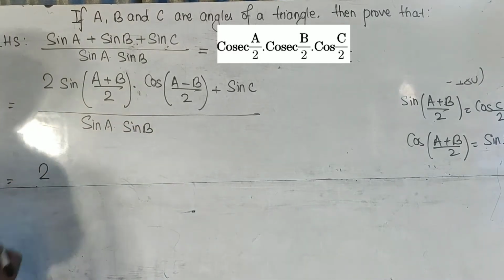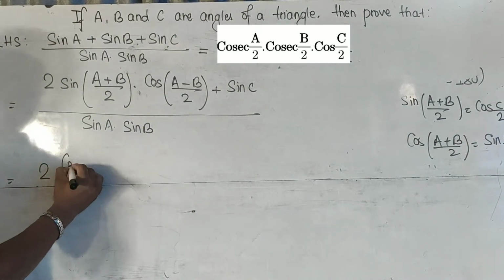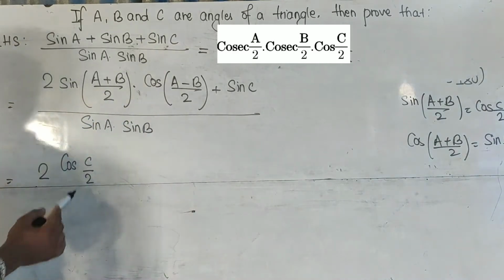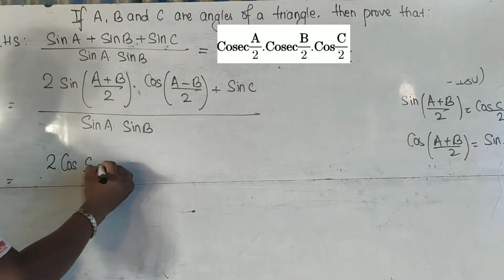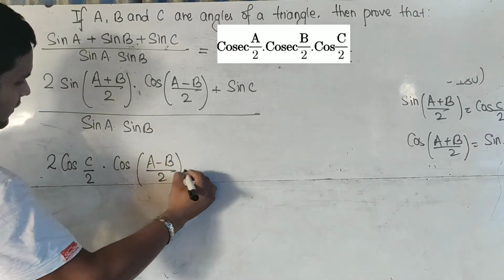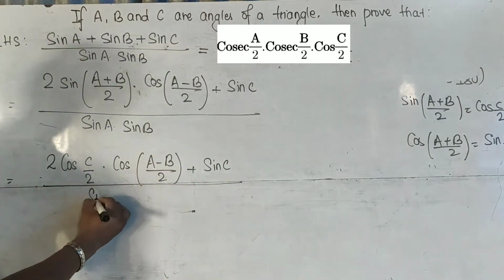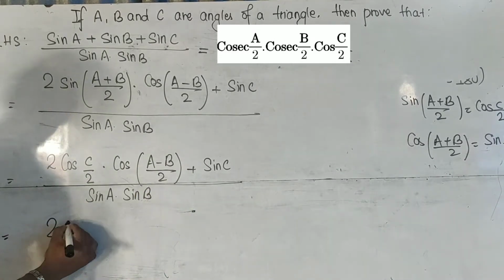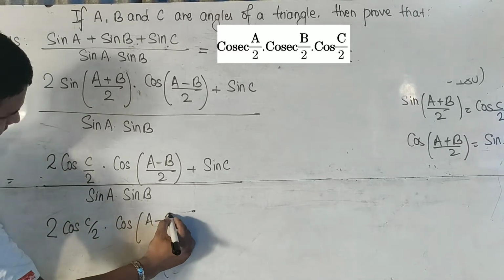Now see here, sin((A+B)/2) is cos(C/2). We had obtained this earlier. So in place of sin((A+B)/2), we will write cos(C/2). So 2 will be as it is, into cos((A−B)/2), plus sin C, by, in the denominator, sin A · sin B, equals 2 cos(C/2) · cos((A−B)/2).